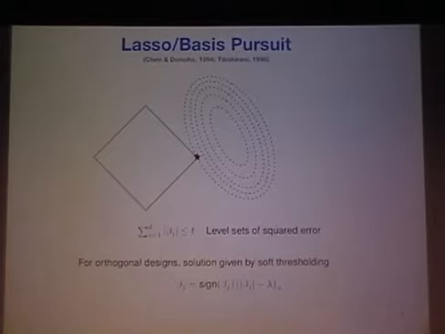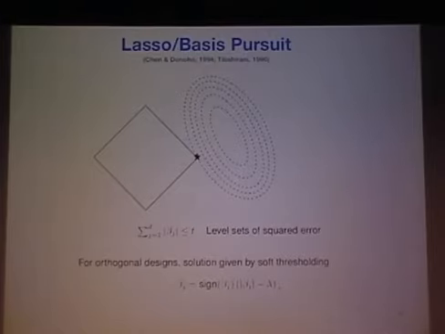L1 regularization. In the signal processing literature, this was termed the basis pursuit procedure by Chen and Donoho. It's called the lasso by Tibshirani in the statistical literature. So we have the level sets of our loss function, which is squared error, so the level sets are these ellipsoids. And we want to minimize that risk subject to an L1 constraint on the parameters.